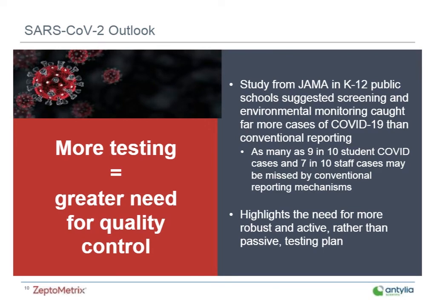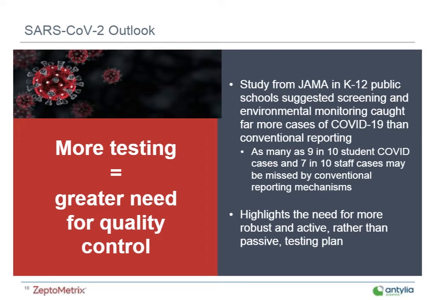So like we just talked about, molecular testing really isn't slowing down. In fact, there was a recent study from the Journal of the American Medical Association, or JAMA, in K through 12 public school systems, and it suggested that screening and environmental monitoring caught far more cases of COVID-19 than the conventional reporting. And conventional reporting in this case, they're referring to either getting tested when you had been told you came into contact with someone who had COVID, or getting tested because you had symptoms.